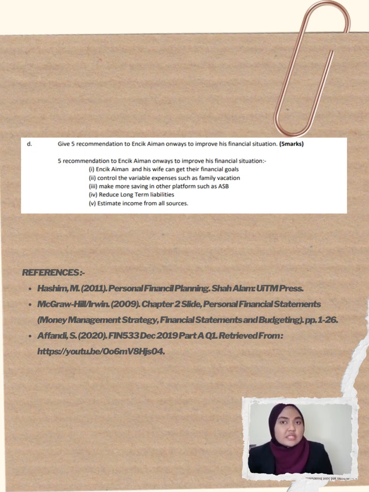The first one is that Encik Aiman and his wife can set their financial goals. Number 2, control the variable expenses such as family vacation. Number 3, make more savings in other platforms such as ASB. Number 4, reduce long-term liabilities. And number 5, estimate income from all sources.